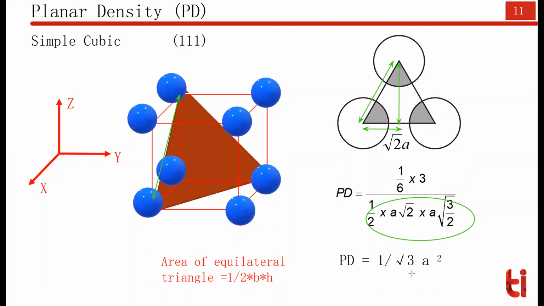So here is the bottom line. Whenever you compute the 100 plane or direction, your length is divided by a, or area divided by a square. When you consider the 110 case, that is the face diagonal case, it is under root 2a, and when you consider the 111 case, it is under root 3a. So if you remember this, you can always attempt the linear and planar densities very easily.